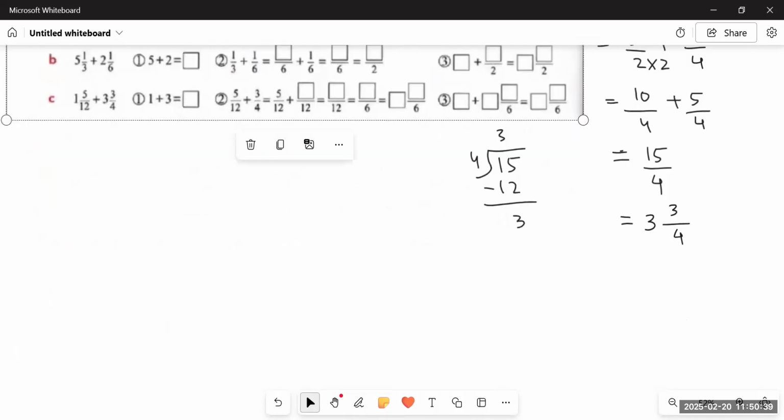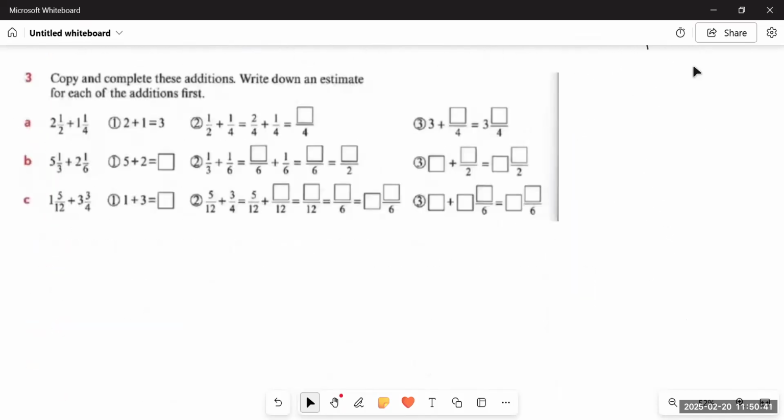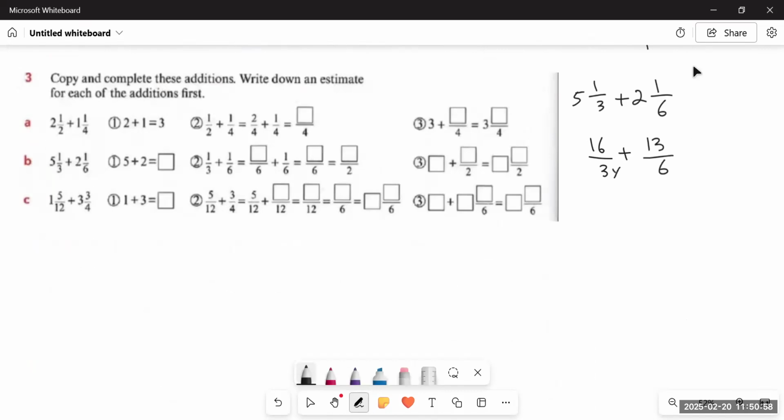Okay. Next, let's see the next part. 5 whole 1 upon 3 plus 2 whole 1 upon 6. 3 5s are 15 plus 1, 16 upon 3 plus 2 6s are 12 plus 1, 13 upon 6. Now 3 2s are 6. So we'll multiply 3 by 2 to make the two denominators similar. And this would be 32 upon 6 plus 13 upon 6. Now we will add 32 and 13. The answer would be 45 upon 6.